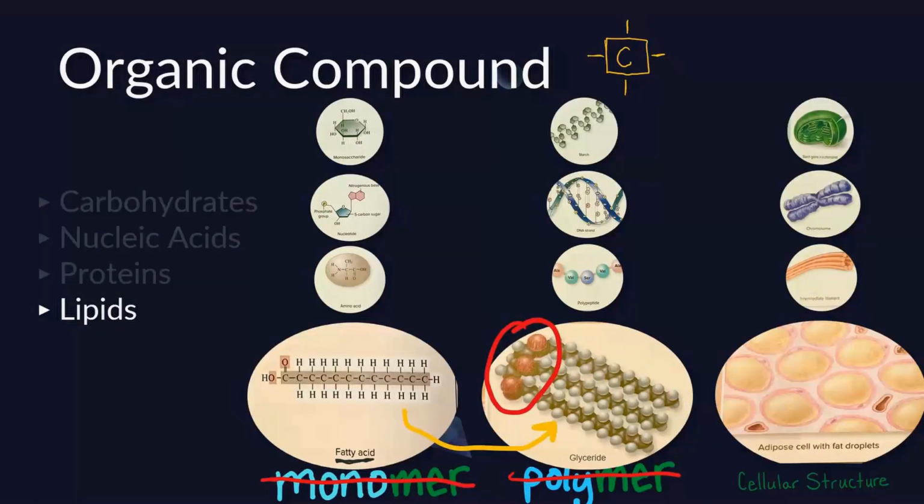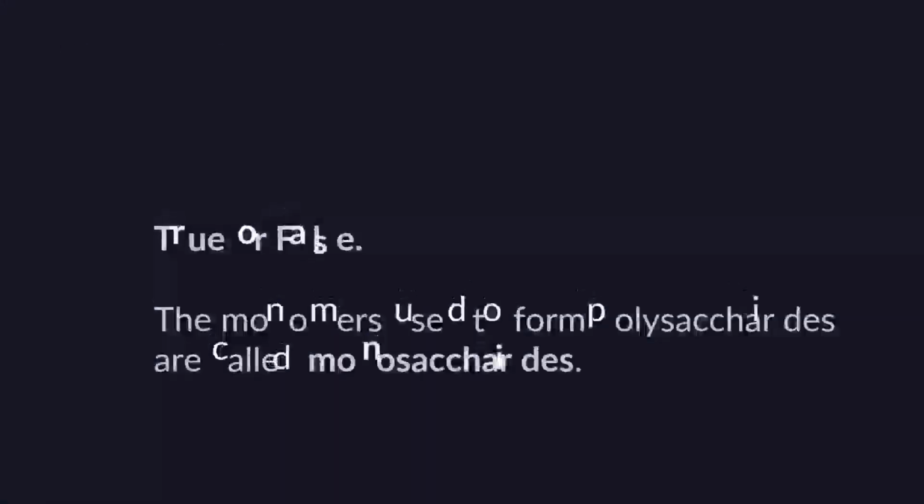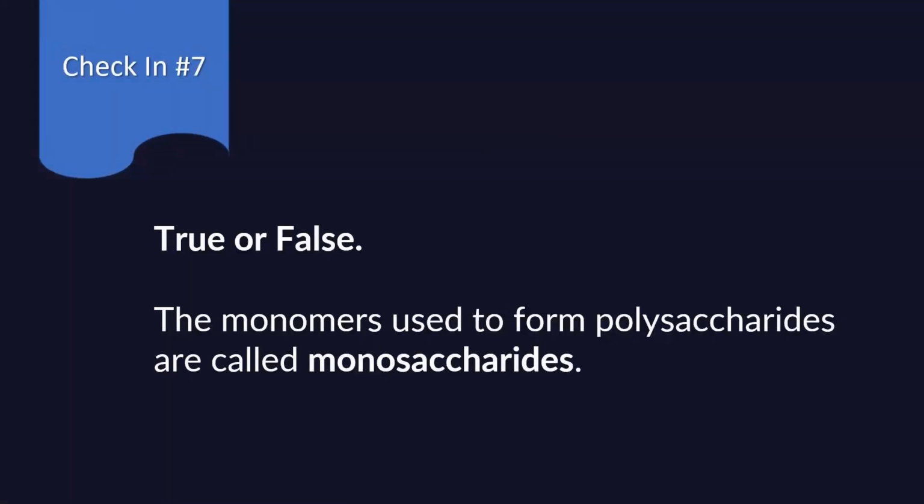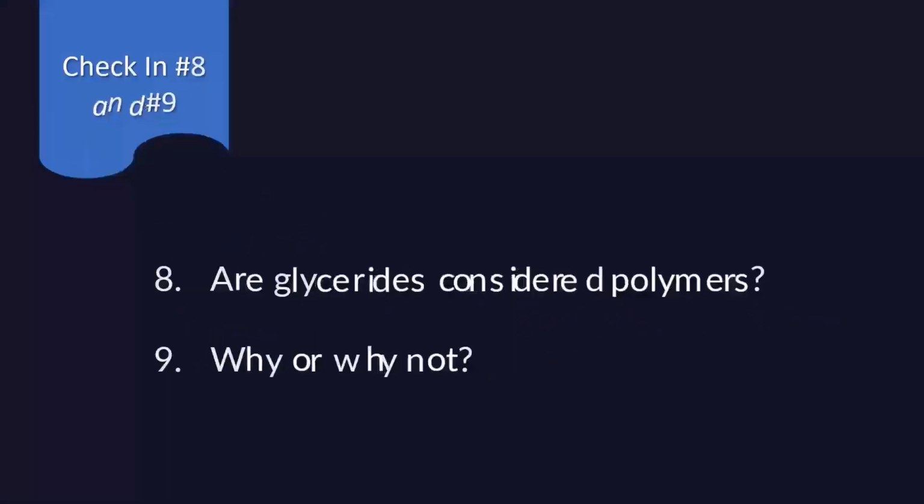Sound good? Okay, now, before moving on and doing a deep dive into each of these four types of biological molecules found, again, in all living things, I want us to have a brief check-in, okay? Check-in number 7. True or false? The monomers used to form polysaccharides are called monosaccharides. Check-in number 8. Are glycerides considered polymers? And number 9, why or why not?